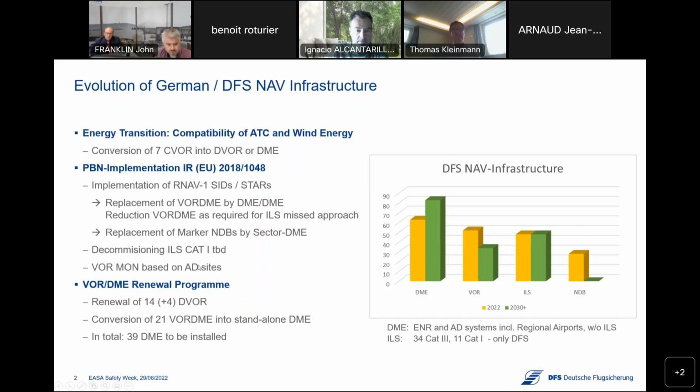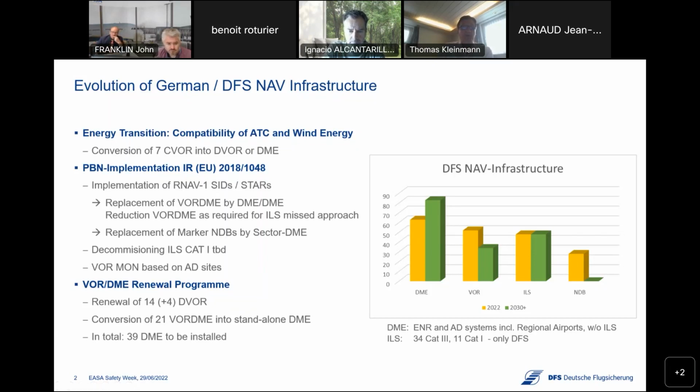In case of ILS, we are not as mature in our planning as Benoit already presented. We do not have detailed plannings to decommission Cat I ILS systems. For the time being, we are thinking about it, especially the contingency case, where some will remain at specific airports with Cat I ILS systems in case of contingency. But this is not fully calculated at DFS side as compared to DSNA.